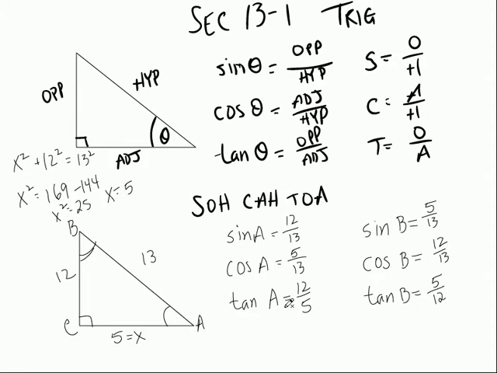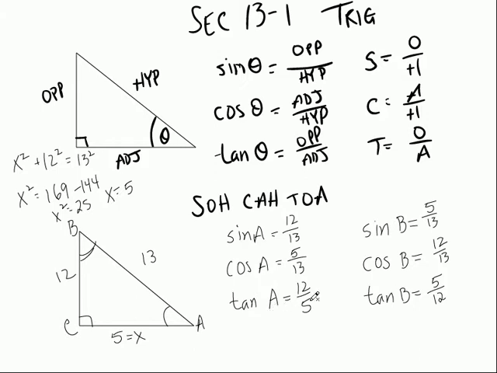Look at the tangent, though. Like the sine of 30 is the same thing as the cosine of 60. Go ahead and do it on the calculator, and you'll see it's true. Same thing here. The cosine of A is the same thing as the sine of B, isn't it? 5 over 13, 5 over 13. Look at the tangent, though. Tangent and tangent.